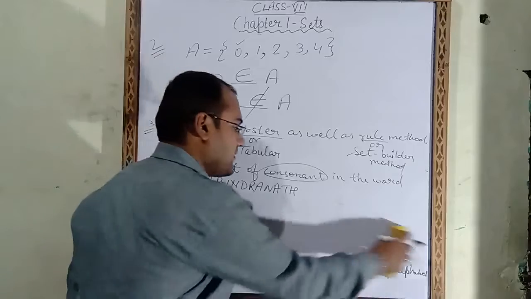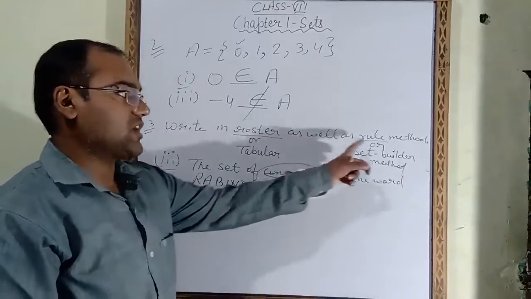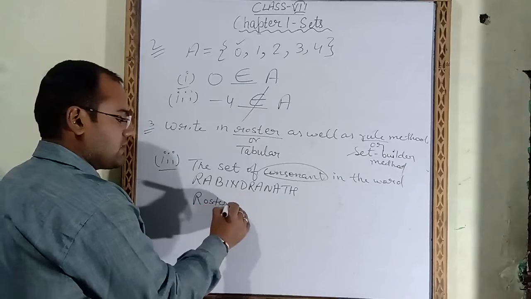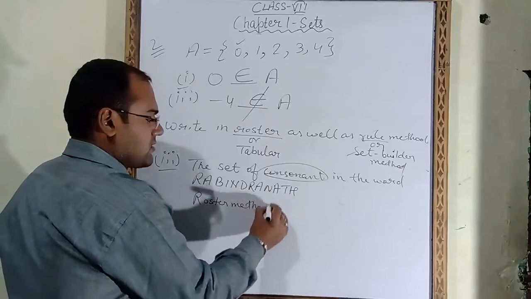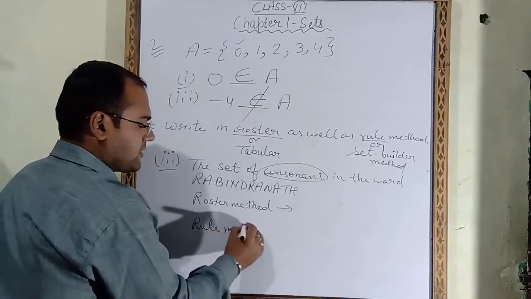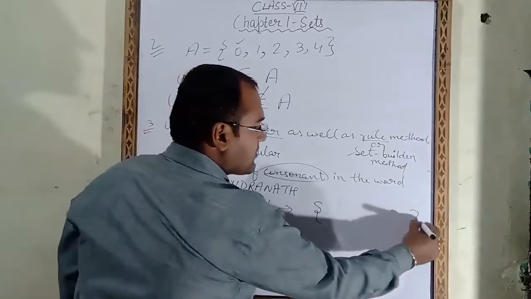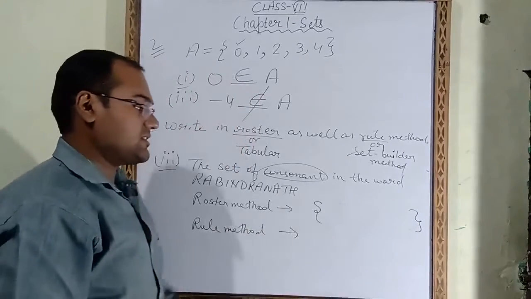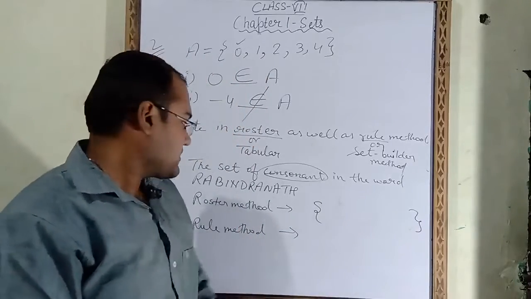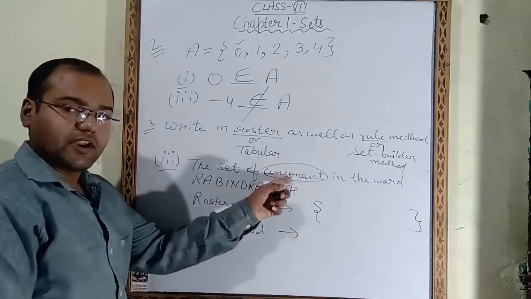So we have to write both methods, roster as well as rule. So we write the heading roster method and rule method. In roster method, we have to write all the elements in braces and separate them with the help of commas. So in roster method we will write consonants.